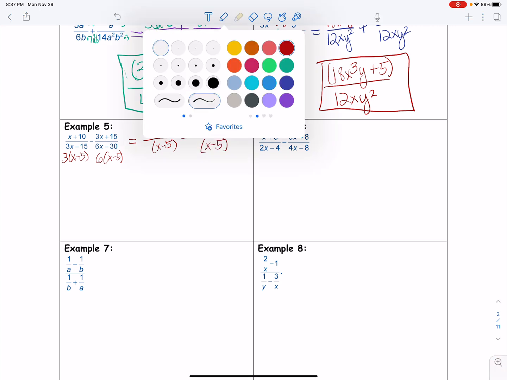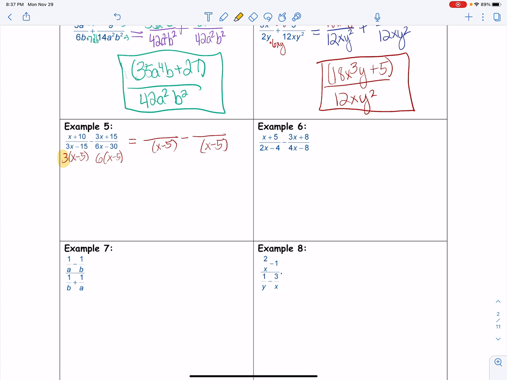And now I'm going to look at these numbers in front. I have a 3 and I have a 6. What's the common multiple between 3 and 6? It's a 6. So what is the first fraction missing? It has the 3, but I need a 6. So don't I need to multiply this first fraction by 2? That would be 2x plus 20, because you have to multiply the 2 into both of them. Okay, and then on the second one, I have what I need.